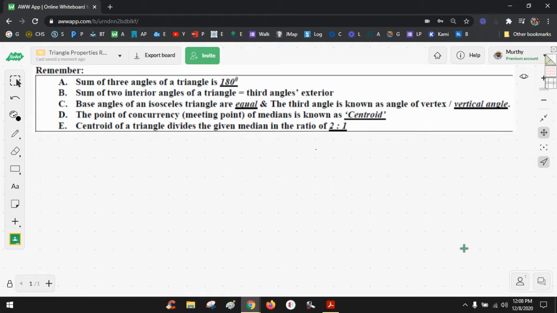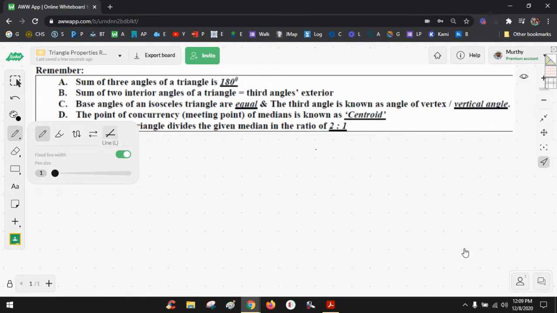Well, in today's class, I'm going to discuss the properties of a triangle. The first one is: the sum of three angles of a triangle is 180 degrees. How I got that the sum of three angles of a triangle is 180 degrees, you may go to the previous lessons and watch the video.